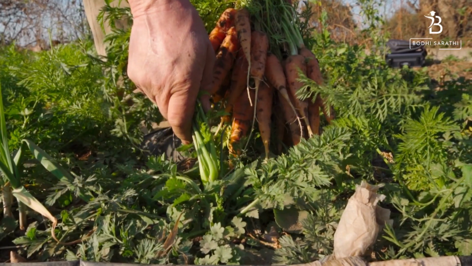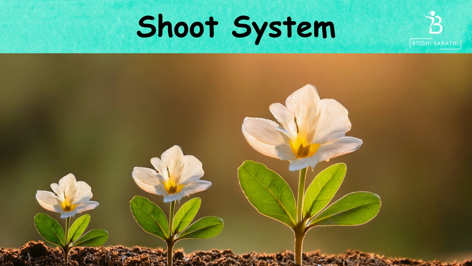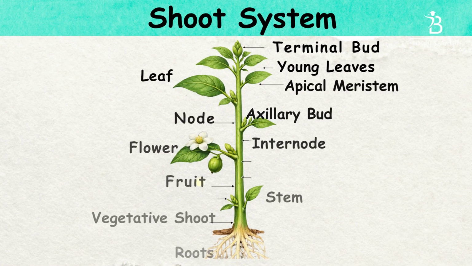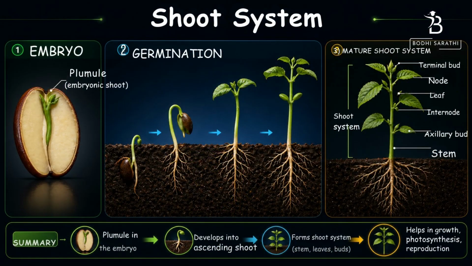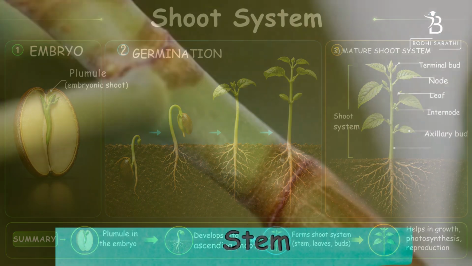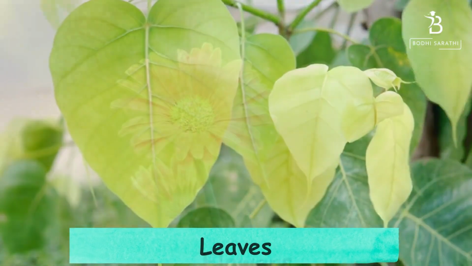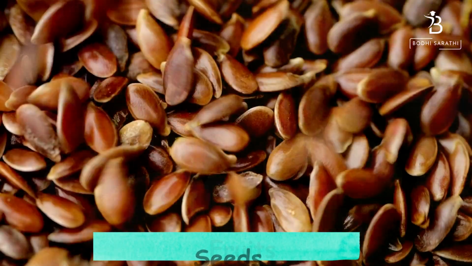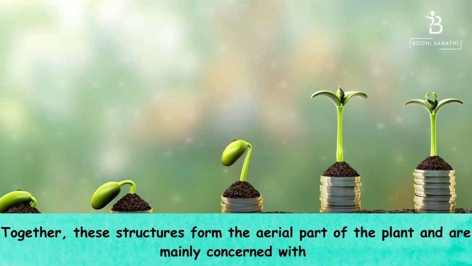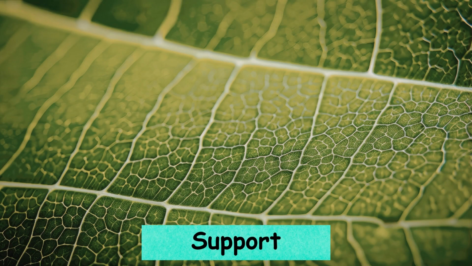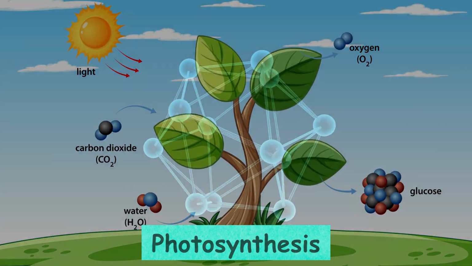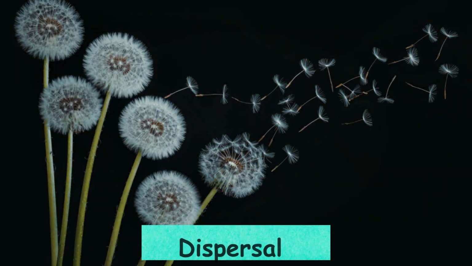Shoot system. The shoot system is the ascending part of the plant axis that develops from the plumule of the embryo. It includes the stem and its branches, leaves, flowers, fruits, and seeds. Together, these structures form the aerial part of the plant and are mainly concerned with support, photosynthesis, reproduction, and dispersal.